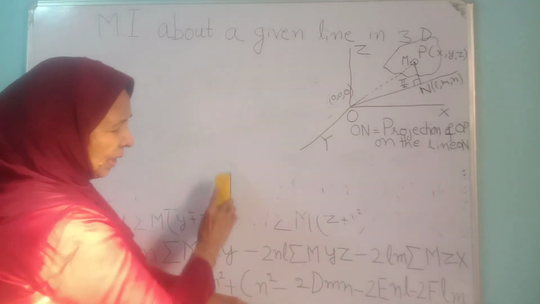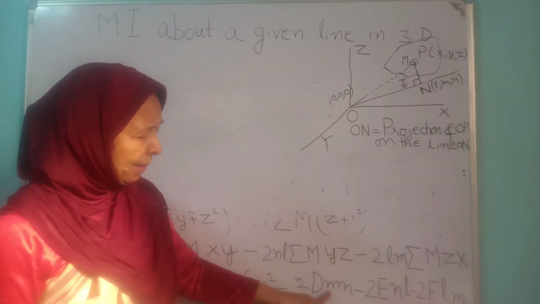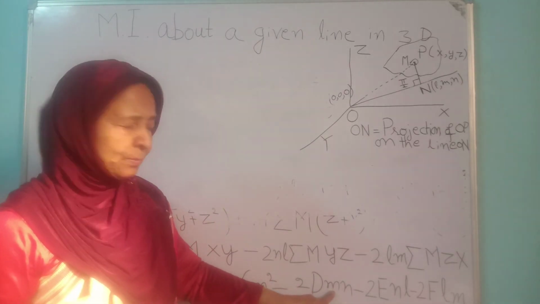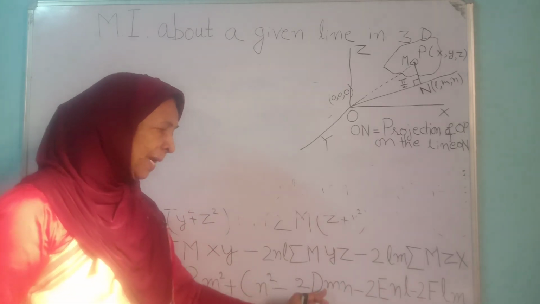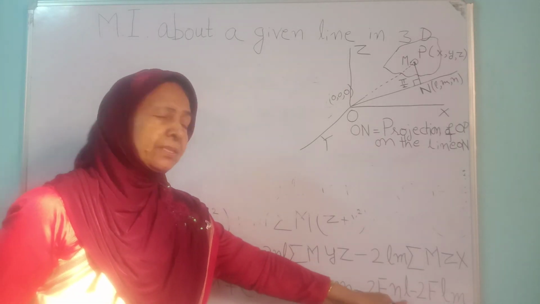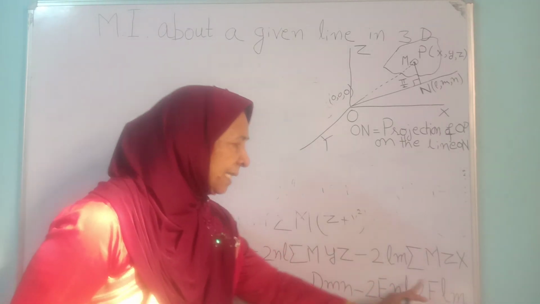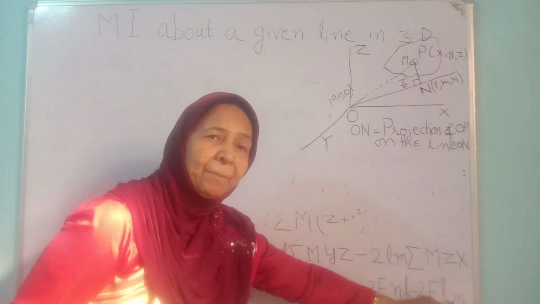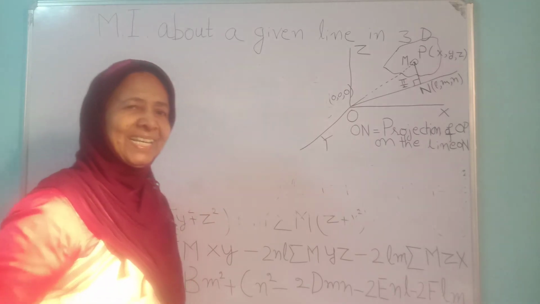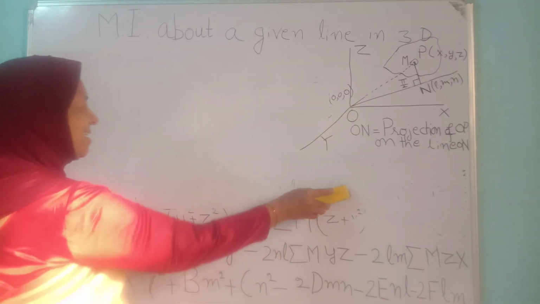Here also minus 2D MN. So M will be replaced by N, N will be replaced by L. So the next term will come like this. This N will be replaced by L, this L will be replaced by M. That is the way to remember the result.